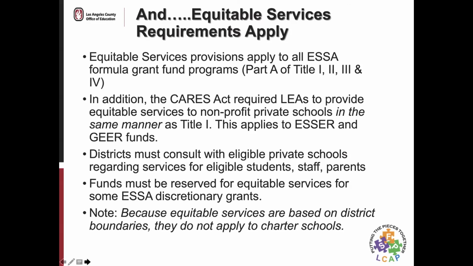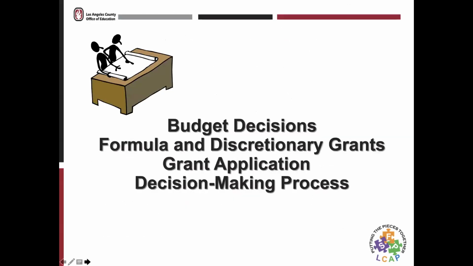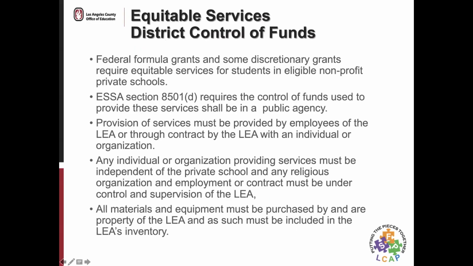It's important, especially for the fiscal office, to remember on the next slide that equitable services in groups, including under CARES, requires that the district maintain control of funds, okay? And that means that a provision of services need to be provided either by employees of the LEA or through a contract the LEA has with an individual or organization. It's the district program operated in a private school, okay? Any individual, they have to be under the control and supervision of the LEA. That's why you need to hire them or have them under contract.